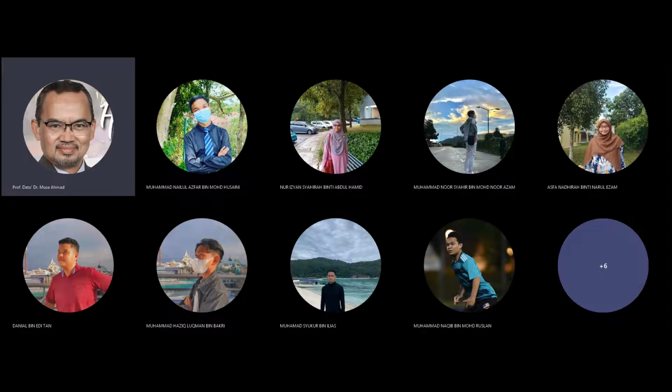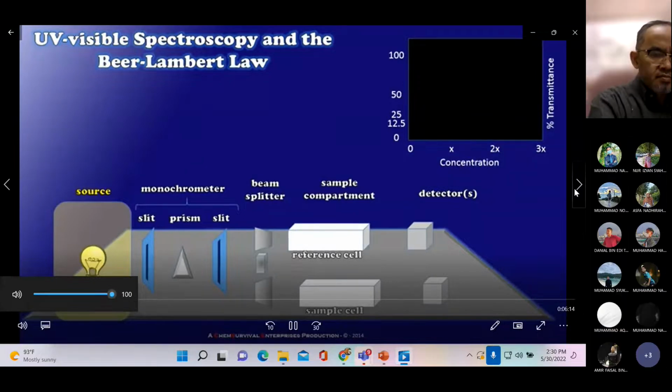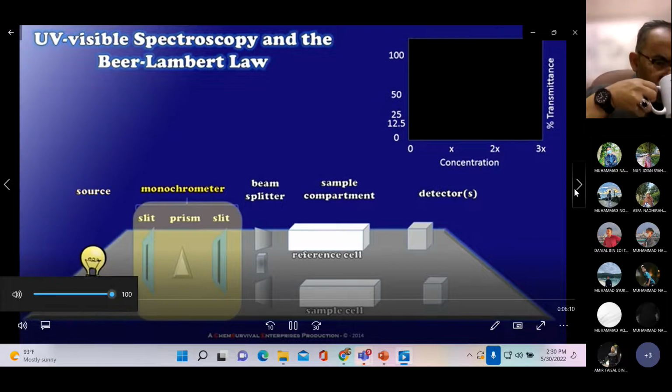of a source lamp, which is something as simple as the headlamp from a motor scooter, or more complicated like a deuterium lamp or xenon arc lamp. The next device in line is what's known as a monochromator, which is two slits which are separated by a prism or a diffraction grating.